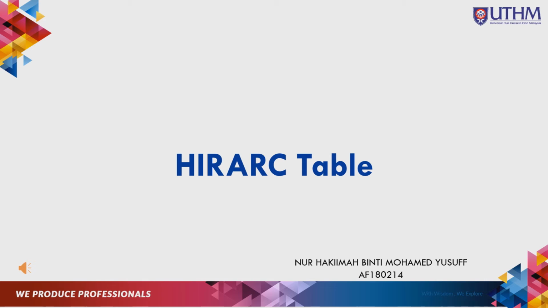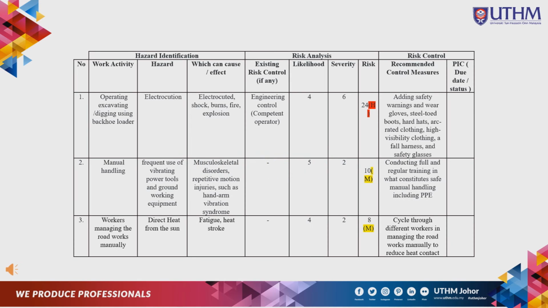Now I'm going to talk about the HIRARC table of the roadwork construction. Generally, this HIRARC table shows the hazard identification, risk analysis, and risk control of the activities focusing on the roadwork construction. The assessment includes the identification of the work activities at the construction site, the hazard for each activity, and the existing controls identified to propose the effects obtained from the hazard.